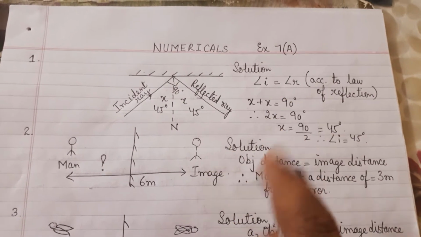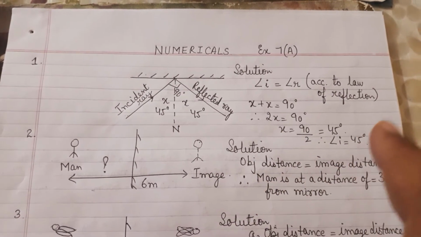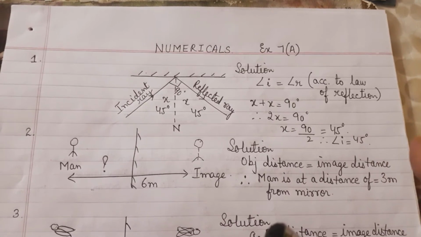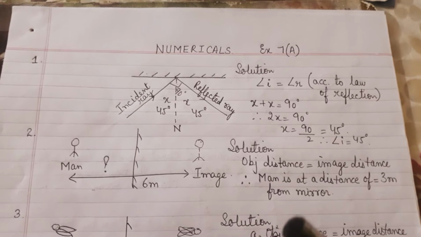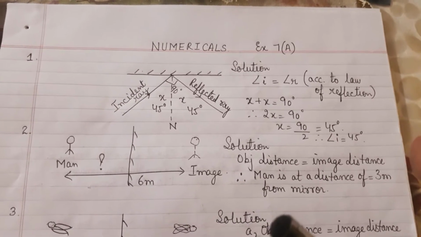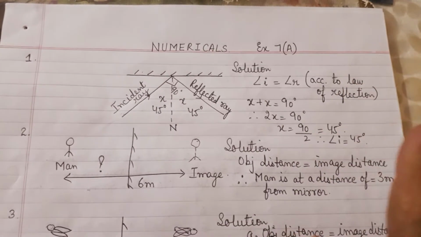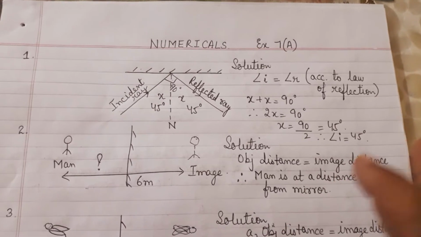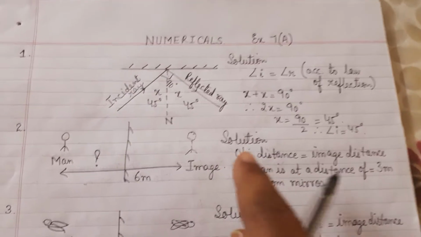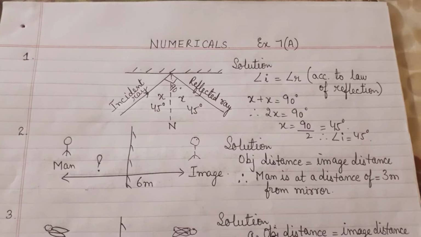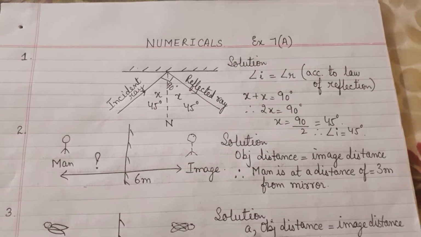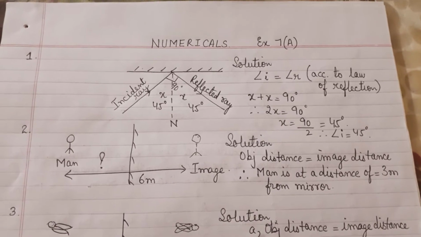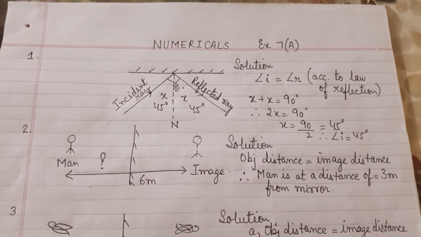I have also informed you that the numerical part of concave and convex mirror is not included in the syllabus. It has been deleted by the boards. So we are not going to do any numerical problem related to concave and convex mirrors, that is the mirror formula. But of course, we have two exercises of numericals related to the plane mirror. So today we are going to solve the numerical problems of exercise 7a and 7b.